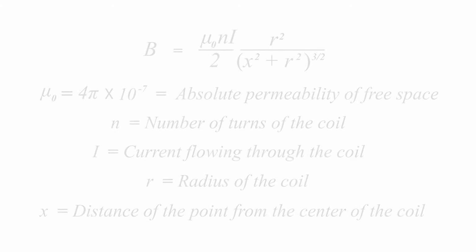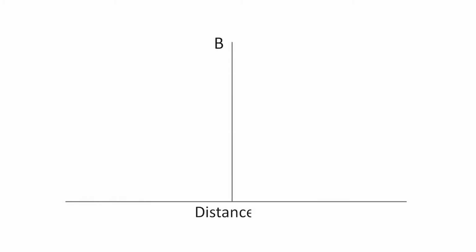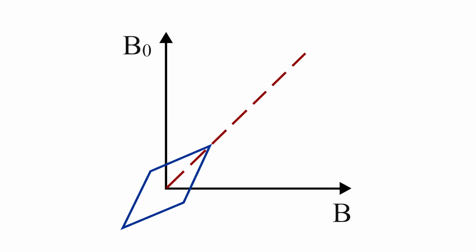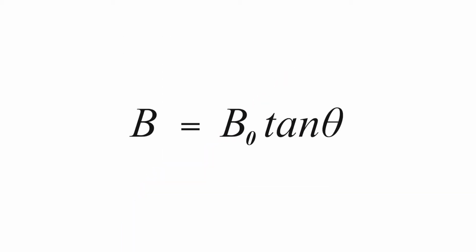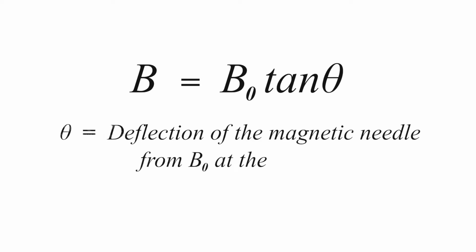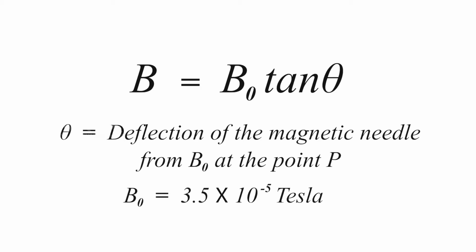the coil. The magnetic field with the distance x along the axis of the circular coil carrying current varies as shown. If you arrange the plane of the coil parallel to the horizontal component of Earth's magnetic field B0, then from the tangent law we can write B is equal to B0 tan theta, where theta is the deflection of the magnetic needle from B0 at the point P, and B0 is equal to 3.5 into 10 raised to minus 5 Tesla.